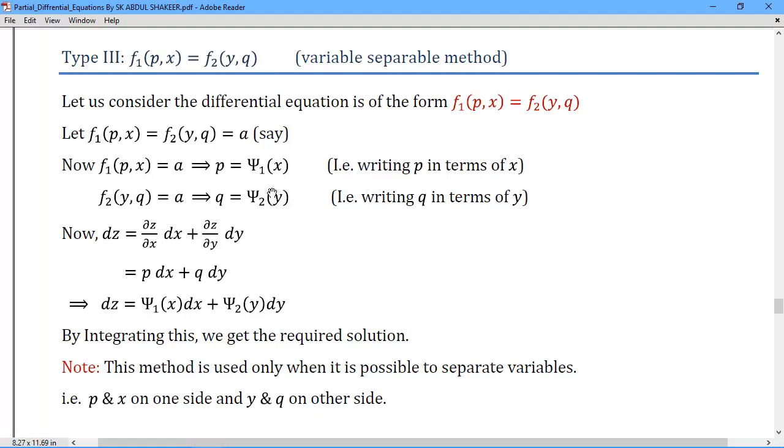Now we will have the total derivative formula, that is dz is dou z by dou x into dx plus dou z by dou y into dy.